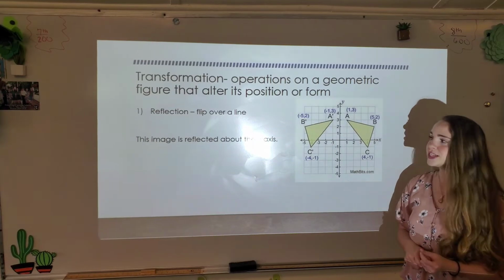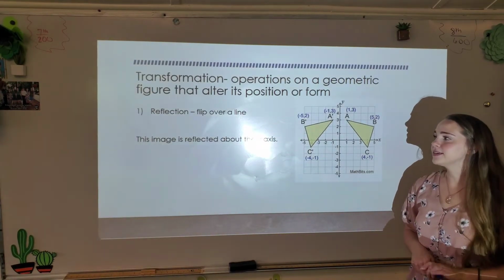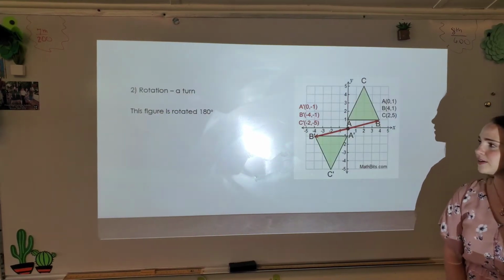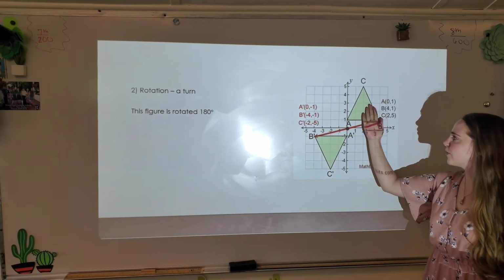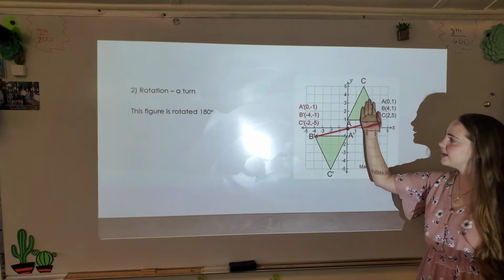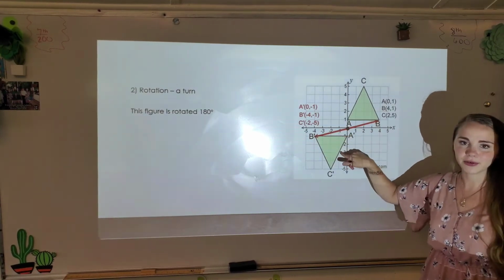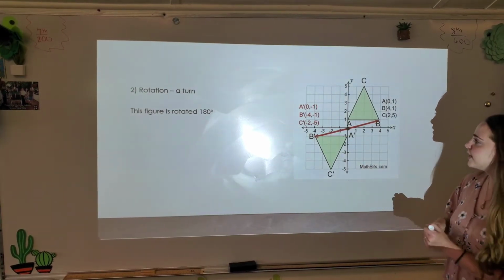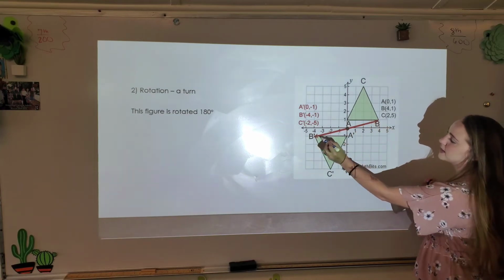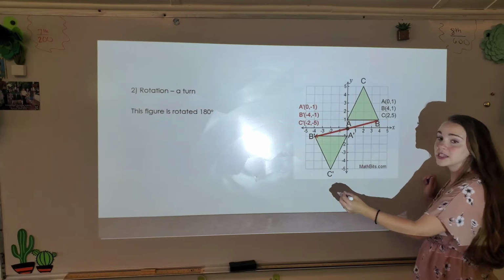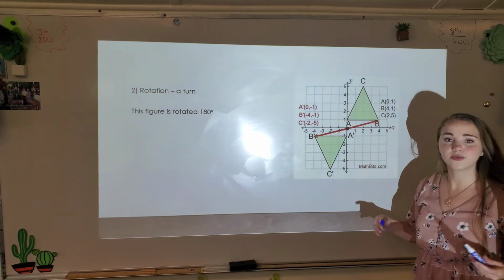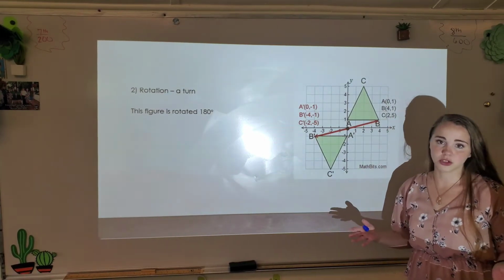The next type of transformation is a rotation. So this figure is rotated 180 degrees. It was up here, and then it turned and became down here. Do you see how point B is 180 degrees away from its image? Same thing with A and same thing with C. The two points form a 180 degree angle, which is a straight line.